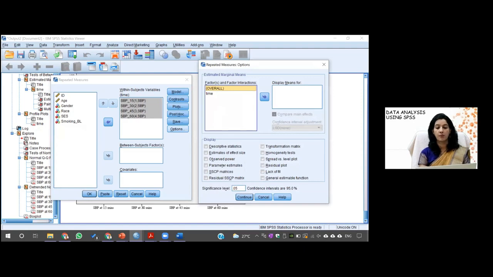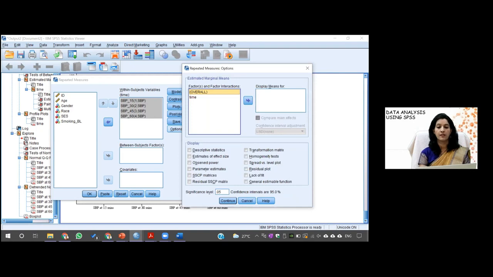Once you press this option, it takes you to a window which tells you about the marginal means or the factor interaction. So here it is the time. I have to display means of the 4 time points. And then I have to click this post hoc. This post hoc is the comparison between the different time points, like between 15 and 30, 30 and 45, 45 and 60, and there will be so many pairs.